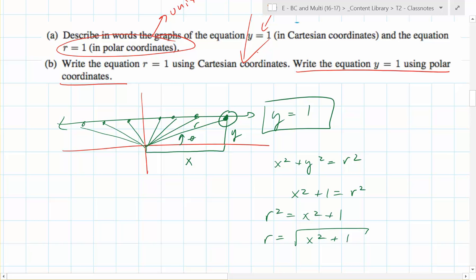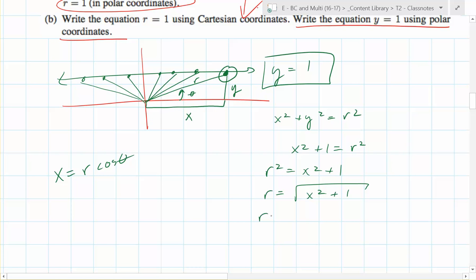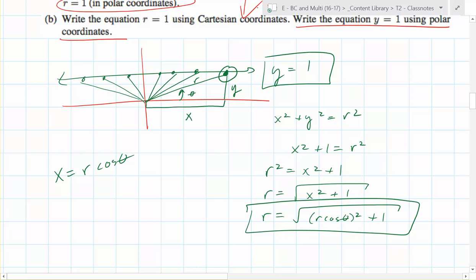But we want it in terms of r and theta, right? What do we know x is equal to? R cosine theta. So x is equal to r cosine theta. So r is equal to the square root of what? Cosine theta squared plus 1. Now take out your calculator, everybody.